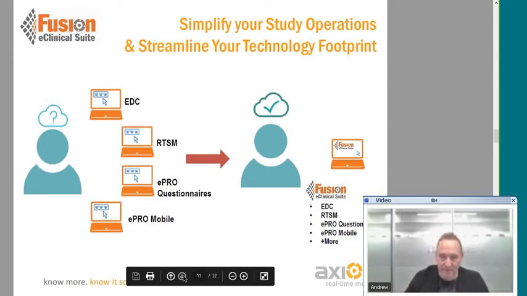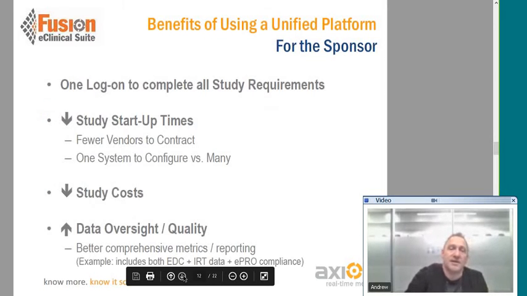From an Axiom perspective, everything that we do is a single log-on environment, and it means that all these things on screen are integrated. You want to see the compliance from an ePro standpoint? Your study coordinator can look at that at any time in the same log-on that they're doing their data entry. Do you want to see if you have inventory on site for upcoming cases that are going to be done? It's, again, centralized within the platform so that you're eliminating the need to go look for inventory or track it in an Excel spreadsheet.